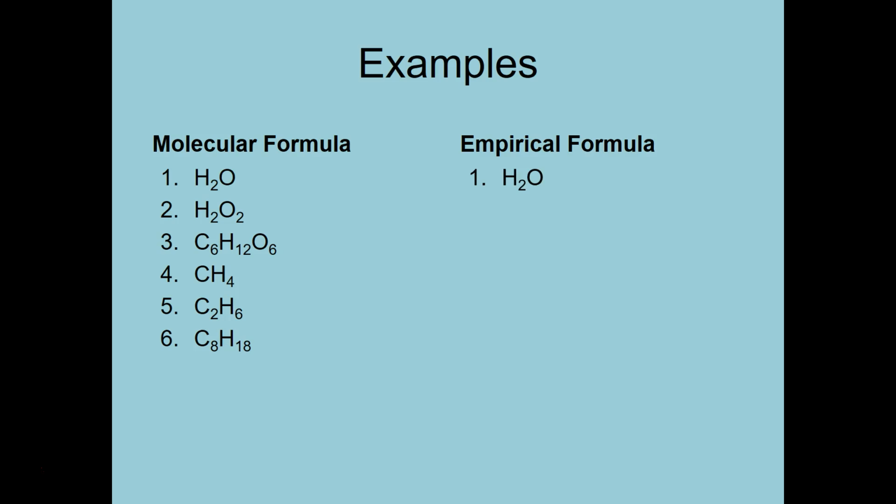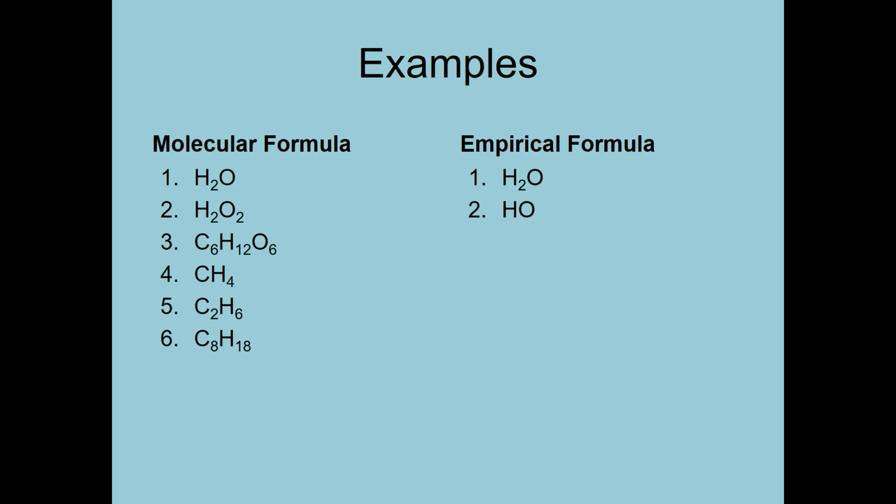What about number 2? H2O2. Do those have anything in common? They have 2 H's, 2 oxygens. So those are both divisible by 2, which means our empirical formula is just HO. Got the hang of it? I want you to pause this video and try 3 through 6 on your own. Come back when you have your answers.